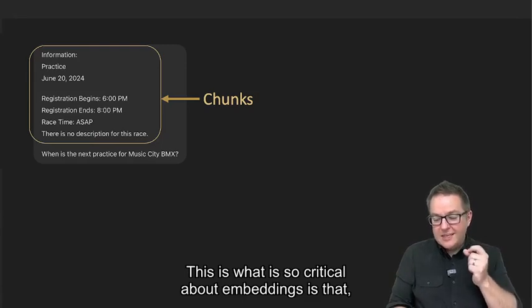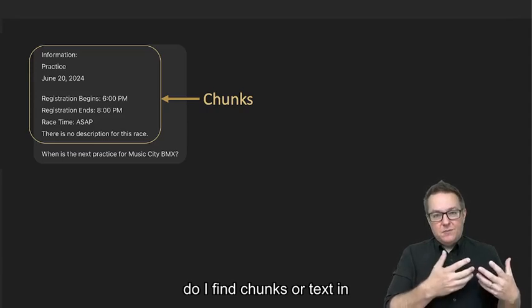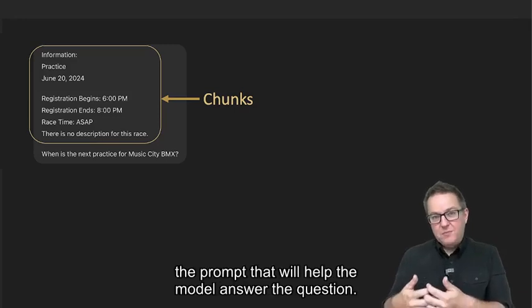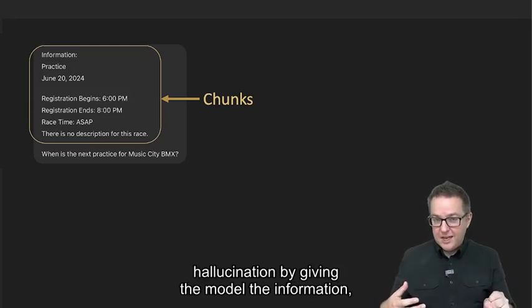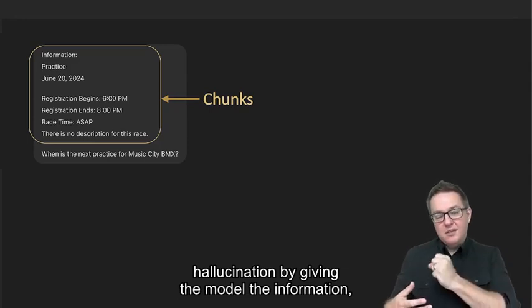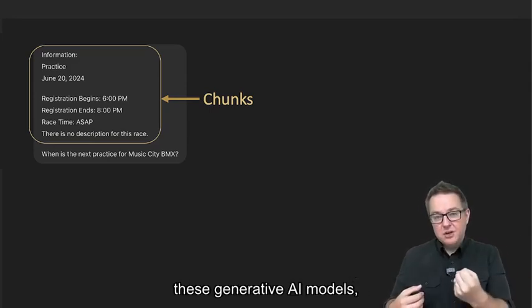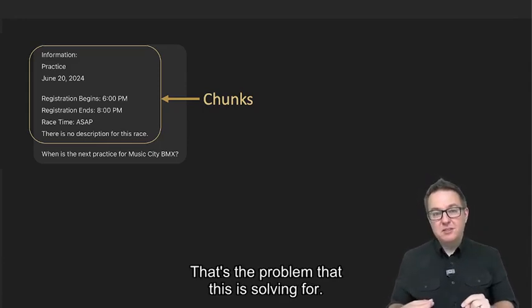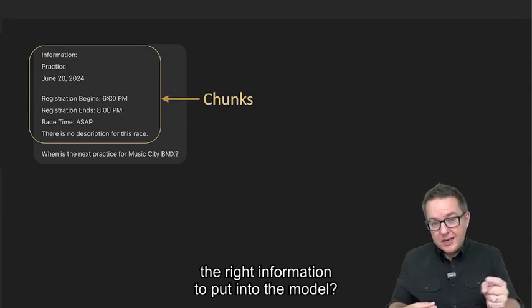So this is what is so critical about embeddings: they solve the hard problem of how to find chunks of text in that document to put into the prompt that will help the model answer the question. We've talked so many times about how we fight hallucination by giving the model the information, giving the CPU the data to work with. That's what we want to do with these generative AI models, but how do we find the right data? That's the problem this is solving. How do I automatically find the right information to put into the model?